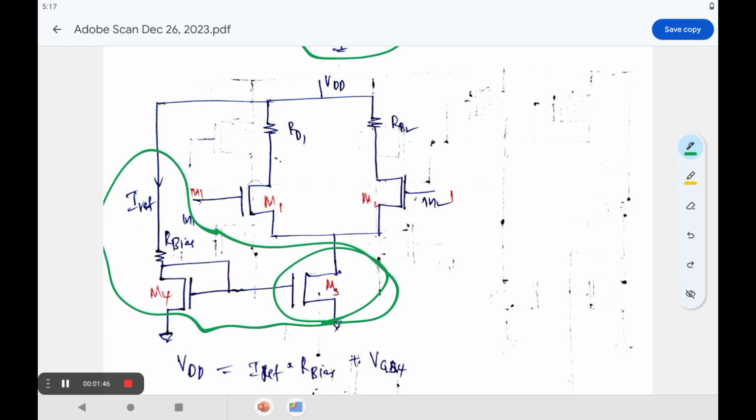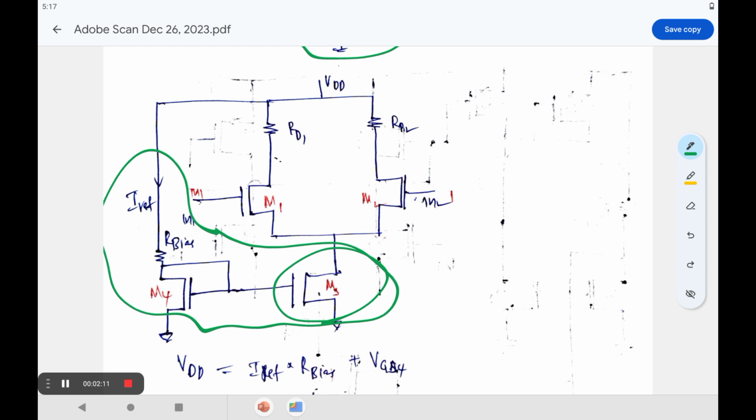Suppose you want to write the explanation. You have to write that M1 is transistor 1, M2 is the second transistor, RD1 is the drain resistance of the first transistor, and RD2 is the drain resistance of the second transistor. Here RD1 and RD2 are the same, therefore the M1 and M2 transistors are identical transistors. This kind of explanation you have to give from the examination point of view.